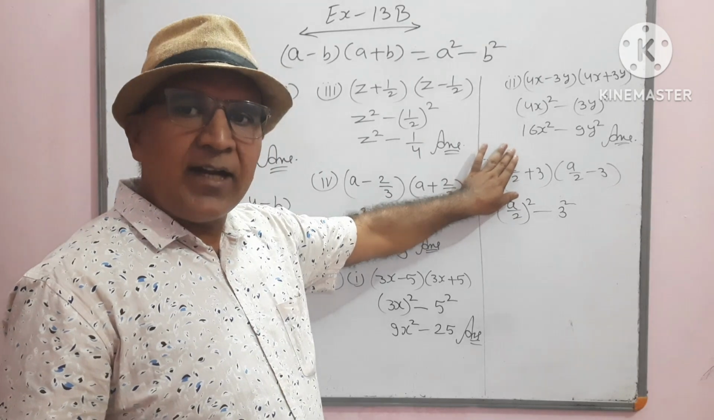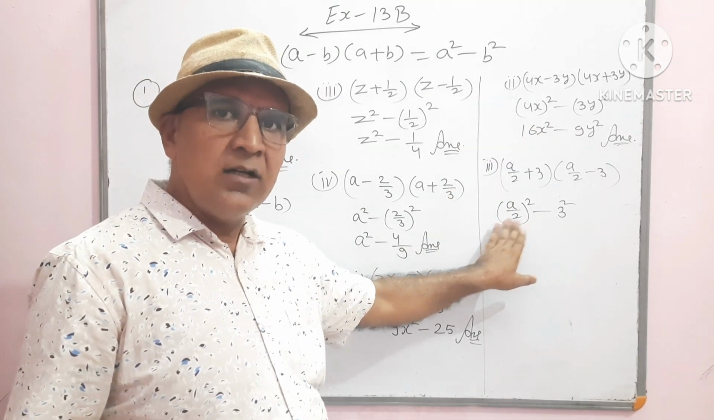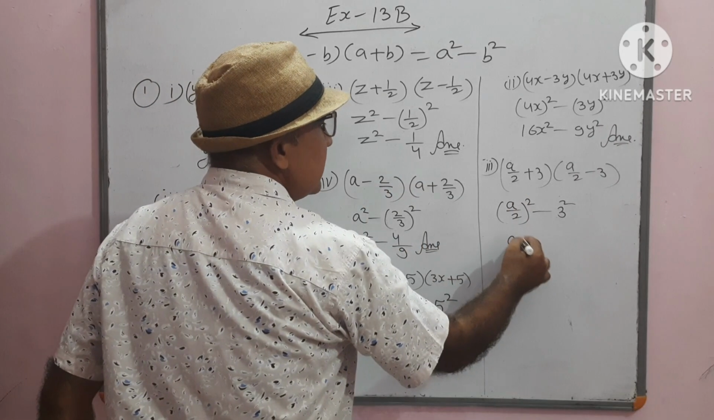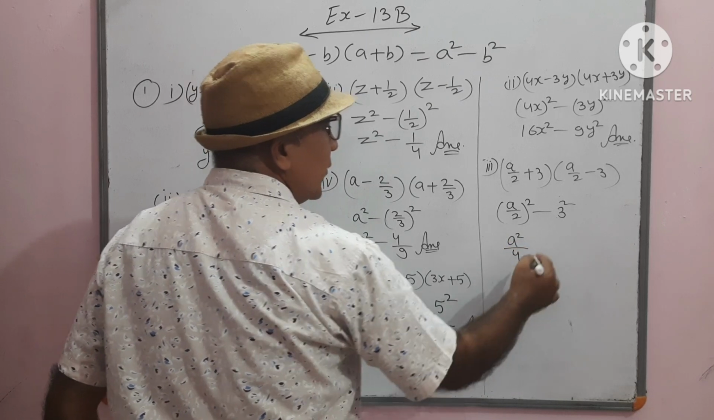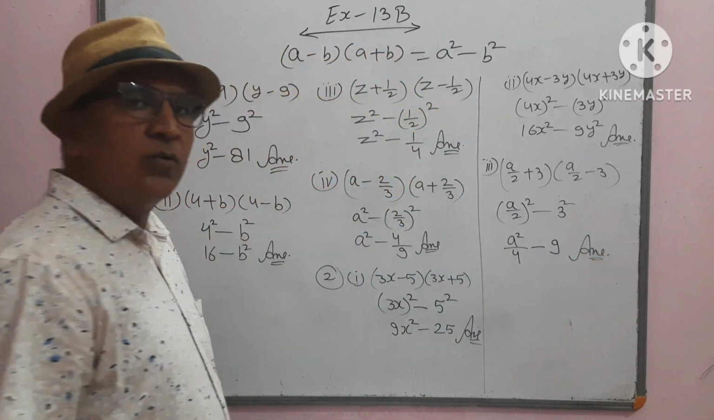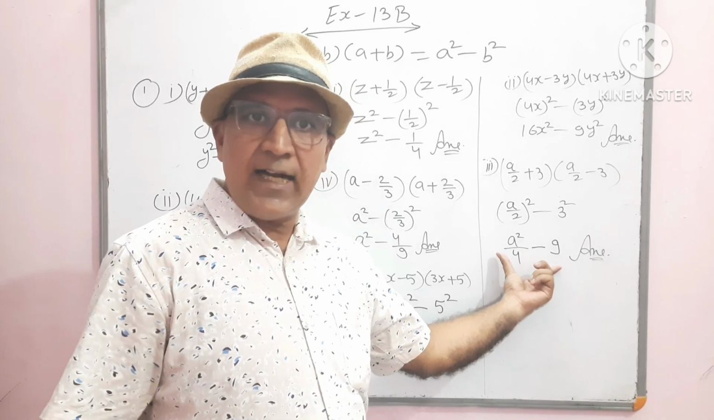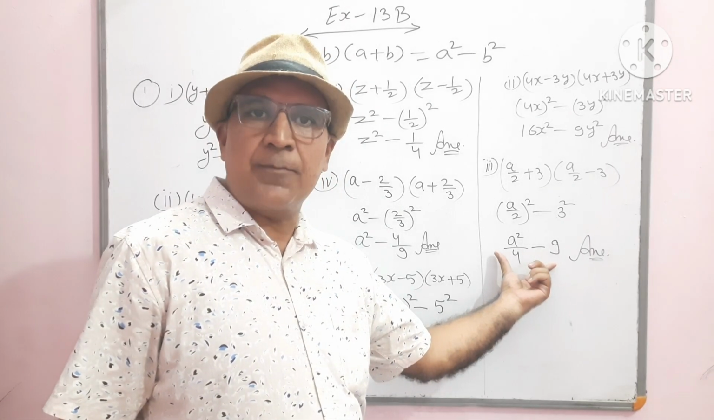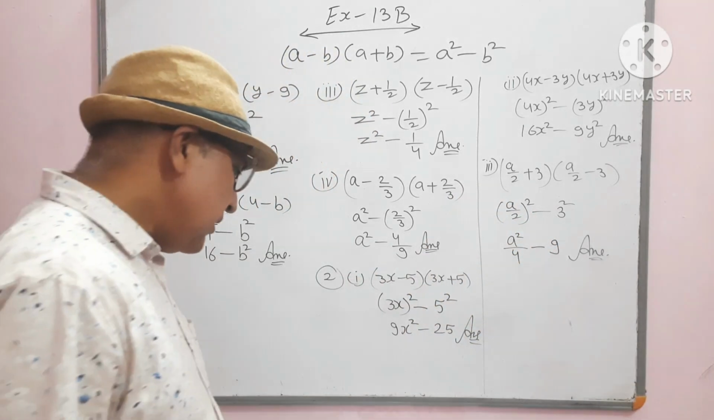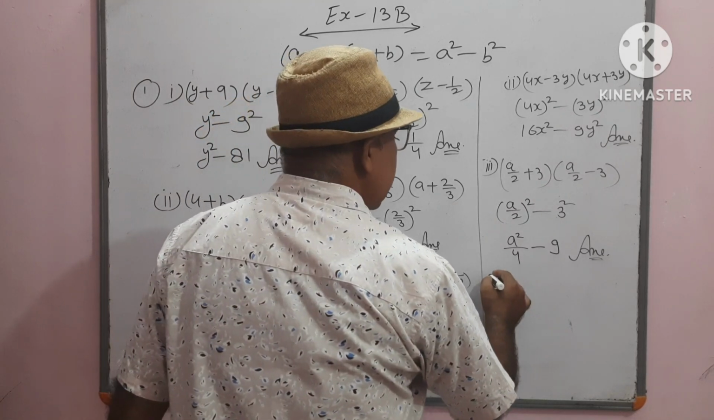At the place of a, a by 2, at the place of b, 3. So a square means (a by 2) whole square minus b square means 3 square. Now calculate it. (a by 2) square is a square by 4, minus 3 square is 9, and this will be your answer. Why will this be your answer? Because both are unlike terms, and we know that only like terms can be added or subtracted. If these are unlike terms, then this will remain the answer. Okay, same as the fourth part also here. The fourth part is 2 plus 7x.